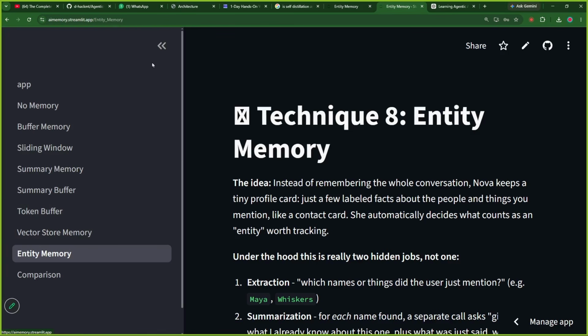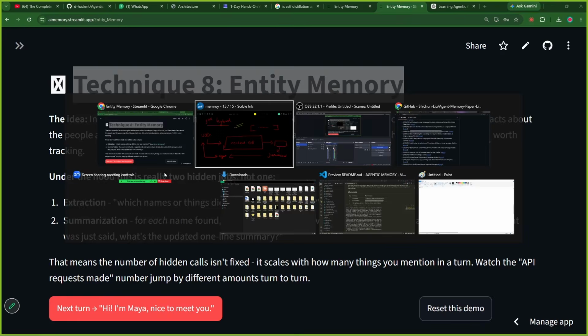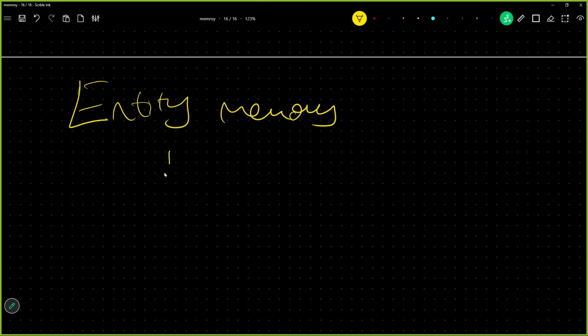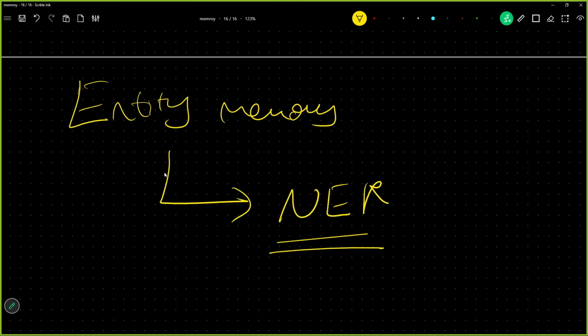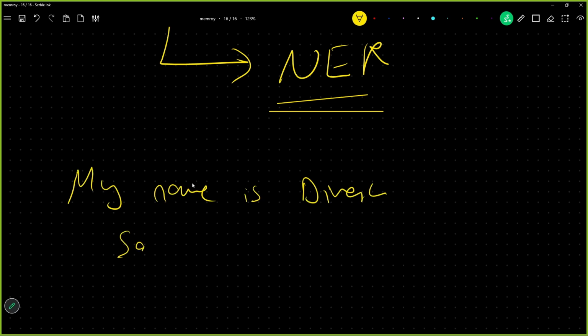The last one is entity memory. Let us understand this entity memory first. Entity memory refers to a very old NLP concept called named entity recognition, where, given a sentence, for example, my name is Devesh, and my salary is 30,000.